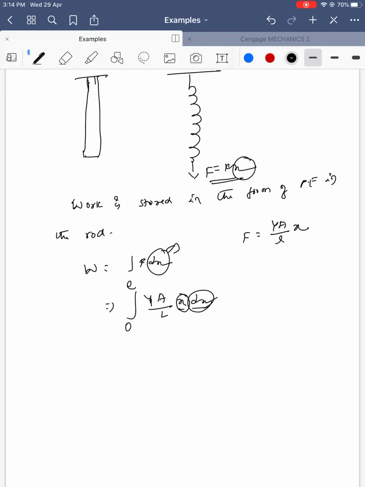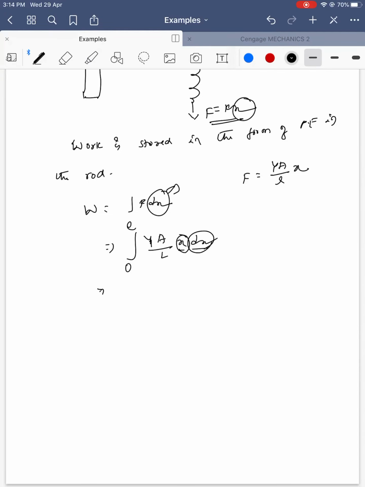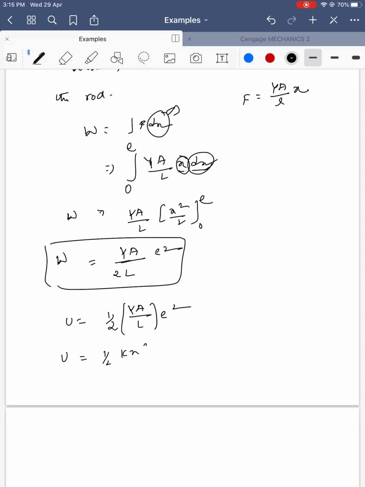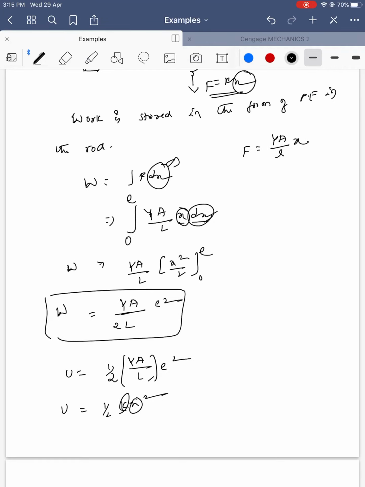It is like a spring force, how we derived the spring force formula. Work done is equal to YA by L, integral of x dx, which is x square by 2 from 0 to e. Thus work done is equal to YA by L into e square by 2. This work done is stored in the form of potential energy, equal to half YA by L into elongation e square. The potential energy of a spring is U is equal to half kx square. Here k is nothing but YA by L, x is nothing but e, the elongation. So it is similar to the spring.